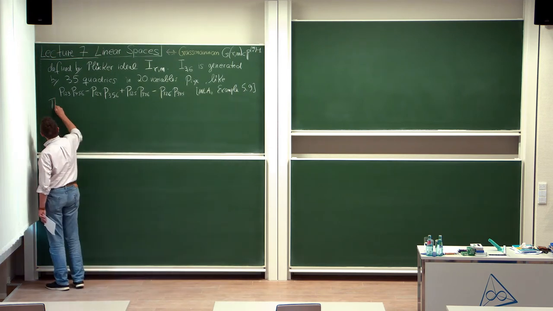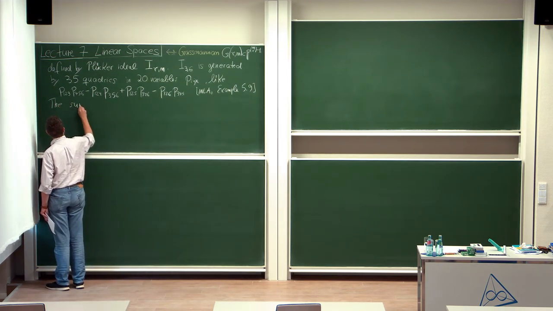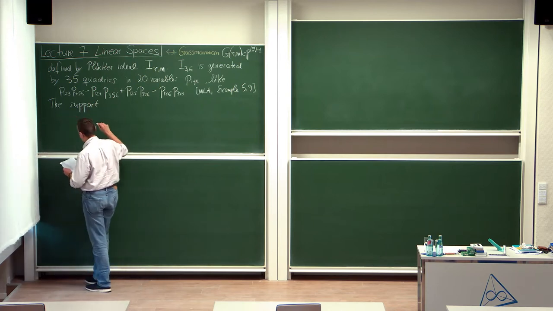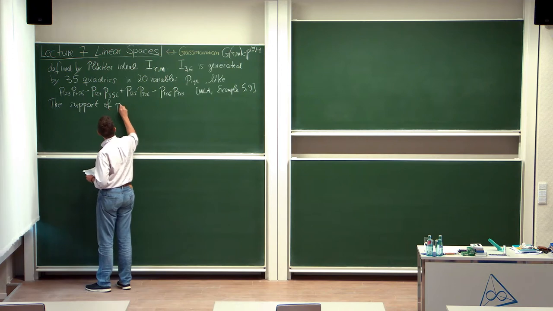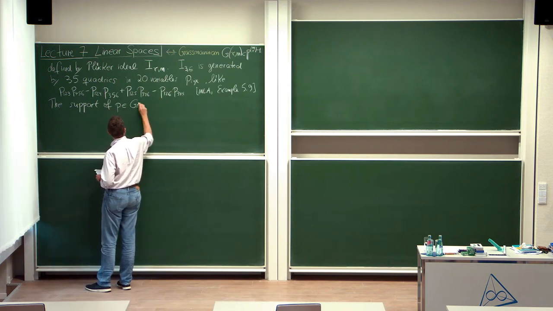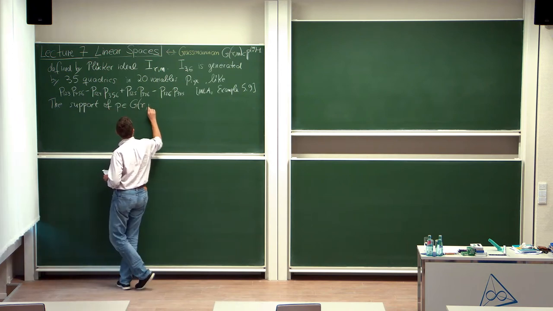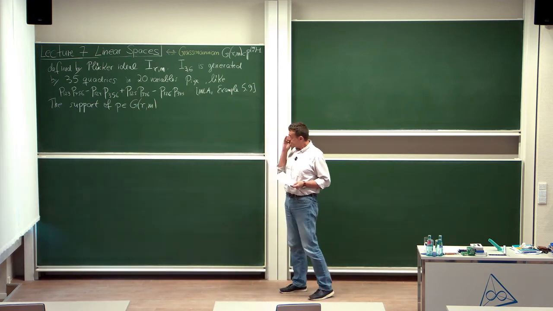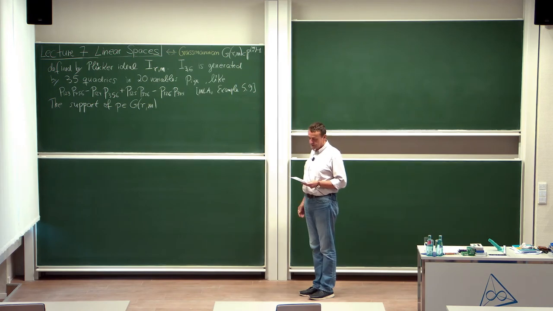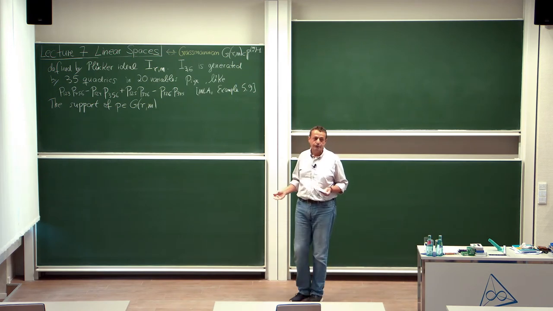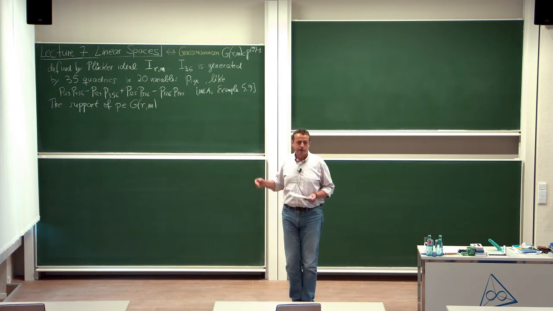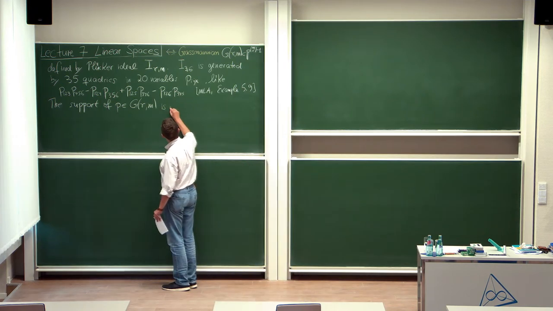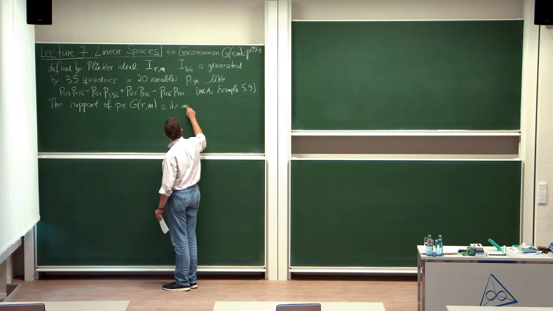Now let's look at the support of such a Plücker vector. So the support of P in the Grassmannian. So if I have a point in the Grassmannian, so P is now a point in projective space with M choose R coordinates, and the support is simply the set of all indices where this is non-zero. This is called its matroid.